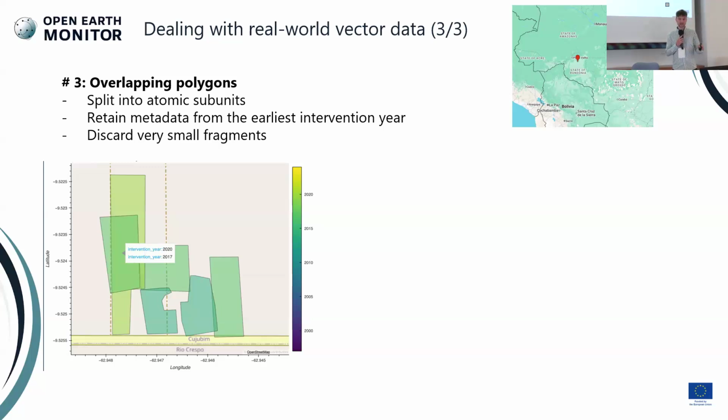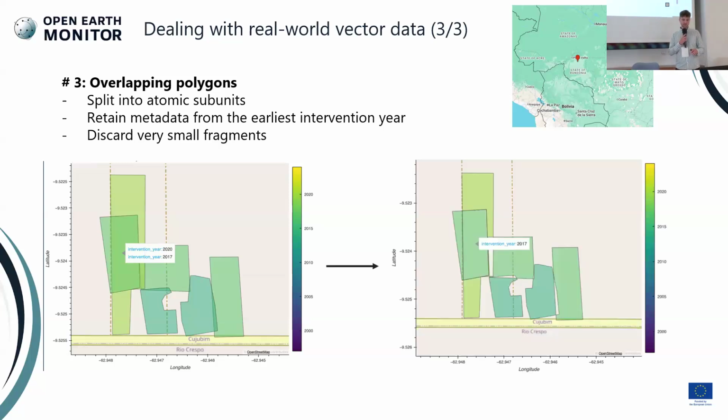So for instance, on the left, you can see two overlapping polygons with different intervention years. And we really want to know when the intervention was carried out, such that we can compare the time series before and after intervention. So in this case, we had all these small overlaps and one big overlap. In that case, we keep the earliest intervention year for this polygon and exclude all the overlapping sections where the overlaps are very small. So you see these overlaps on the right-hand side, they get excluded from the analysis.